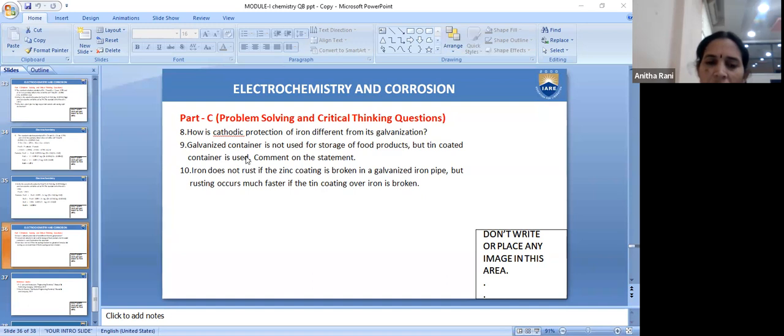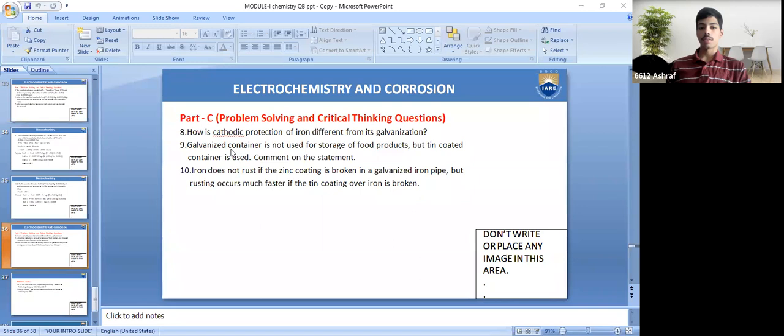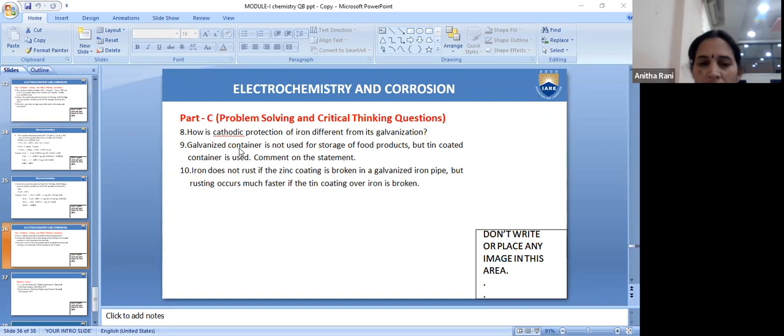A galvanized container means we give a zinc coating on iron. When the food contains acid or something, the zinc will dissolve into the acid and make the food harmful, because zinc is toxic in nature. So when we use galvanized containers for storage of food products, it forms poisonous compounds, which is dangerous. So zinc is toxic in nature, and we should not use galvanized containers for cooking or storage of food products.